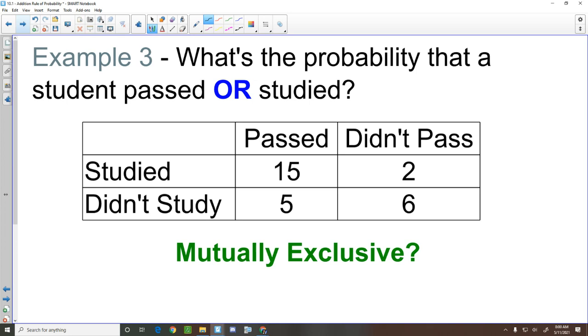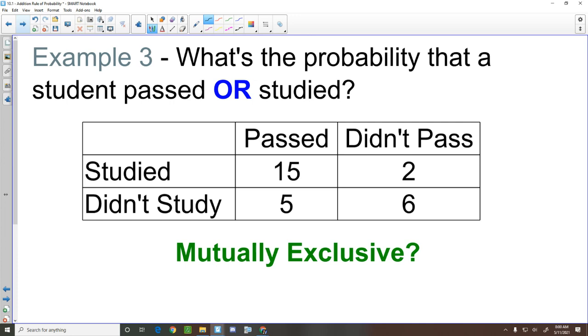But is there a chance that if you didn't study, you will still pass? Yeah, don't you hate those students, the ones who just don't look at their notes or anything and they just get it right away? They're the worst. So this is kind of showing that whole grouping.